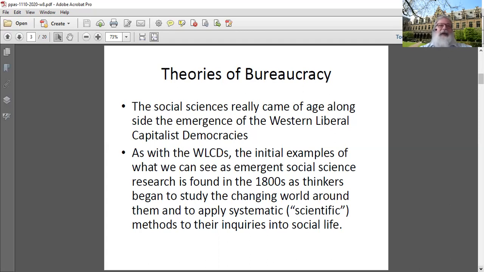and then systematic inquiries to try and identify causes for those things. And this really takes hold in the 1800s in Europe and North America and leads to a revolution in the study of societies, the birth of the so-called social sciences.